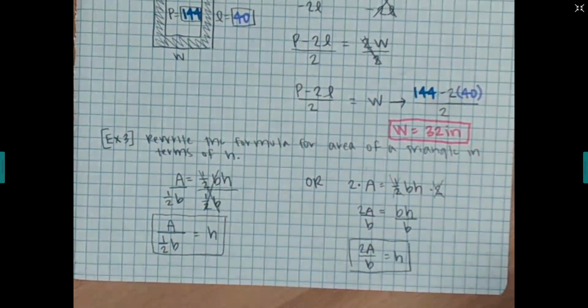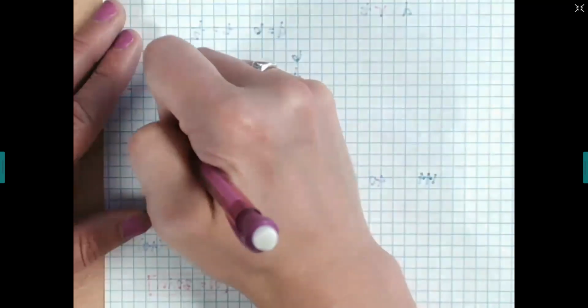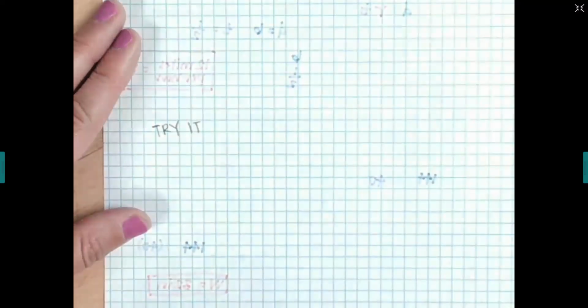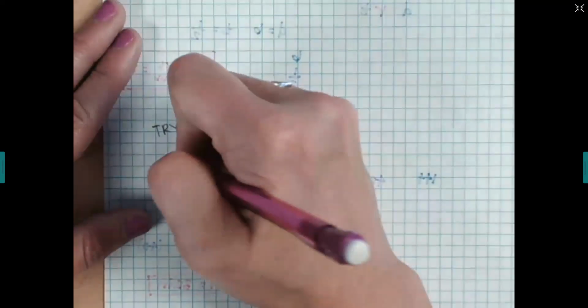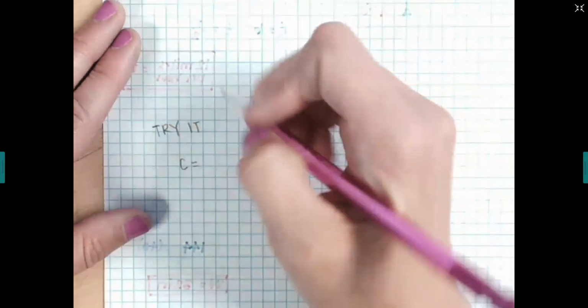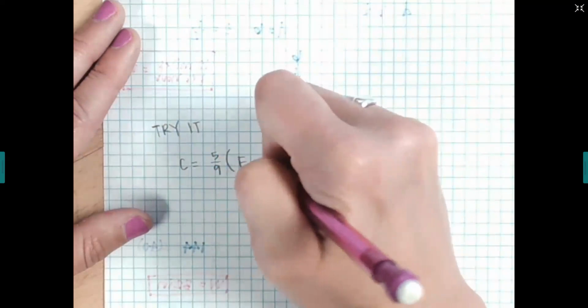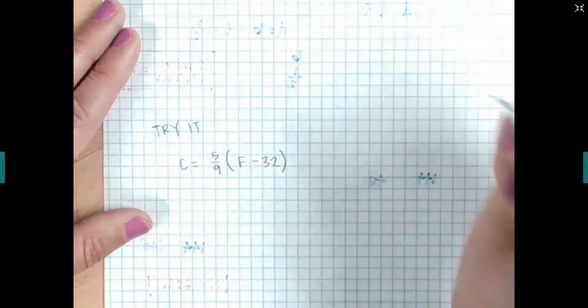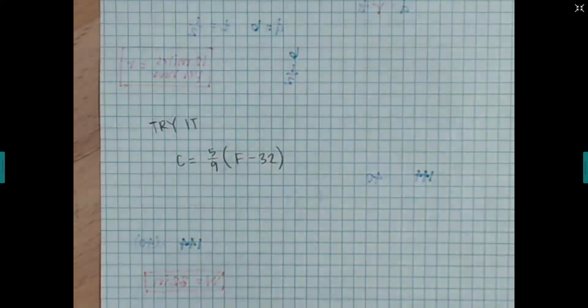So on the left-hand side in your math journal, I would like you guys to try this one on your own. This is the formula for temperature, converting between Celsius and Fahrenheit degrees. And I want you to try and solve for Fahrenheit. So the Celsius degree is equal to 5/9 times Fahrenheit degrees minus 32. So I want you to solve that for F, the degrees in Fahrenheit. And when you're done, you can check your answer with the picture of my notes that I'm going to post on Google Classroom.